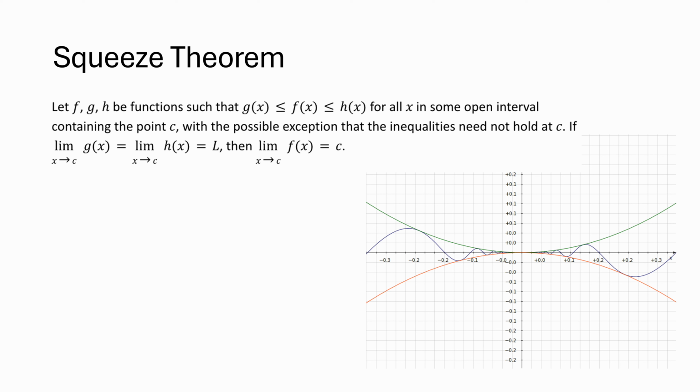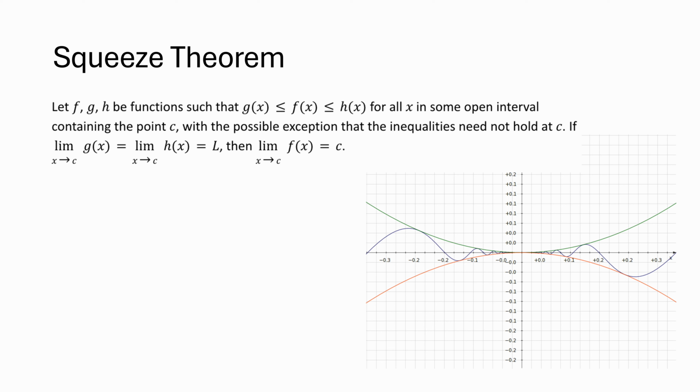Now, squeeze theorem. Let f, g, and h be functions such that g of x is less than or equal to f of x, that is less than or equal to h of x, for all x in some open interval containing the point c, with the possible exception that equality does not need to hold at c. If the limit as x goes to c of g of x equals the limit as x goes to c of h of x equals L, then the limit as x goes to c of f of x equals L.